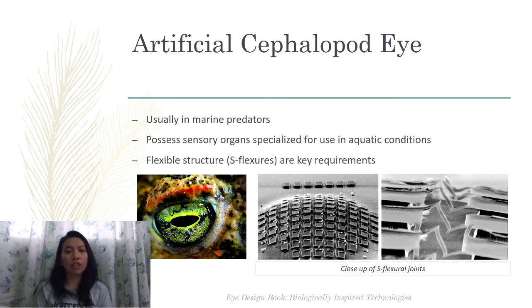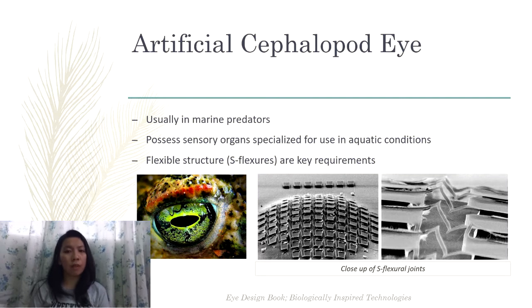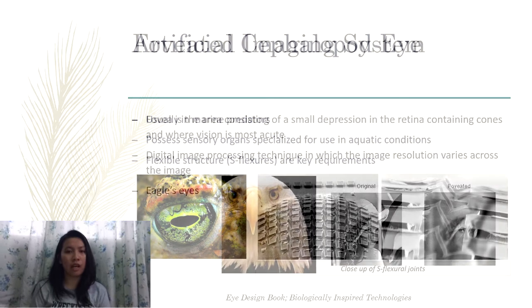Construction of an artificial cephalopod eye involves a critical design issue. The retinas of many animals, including cephalopods, are curved structures, whereas many man-made photodetector arrays are flat. However, this limitation was overcome by fabricating a unique array where individual photodetectors are connected by flexible structures on top of a PDMS polymer substrate. These S-flexures are a key requirement in the development of an artificial cephalopod eye.